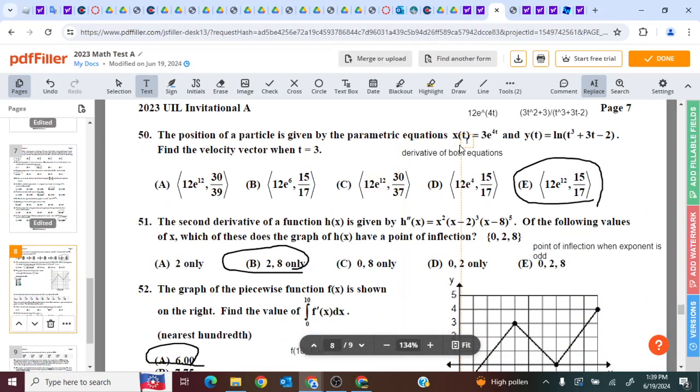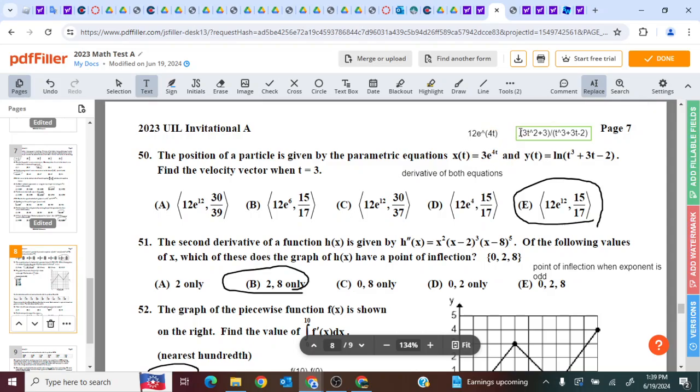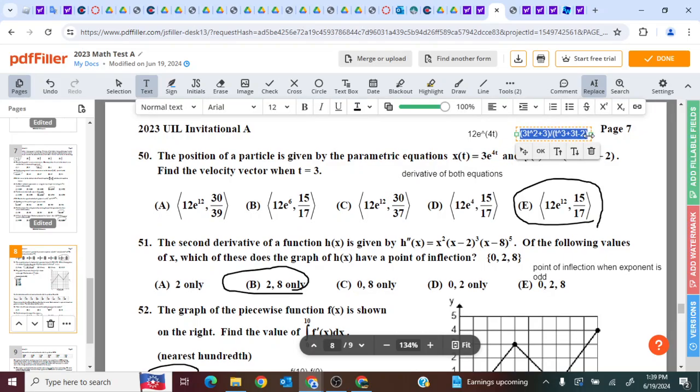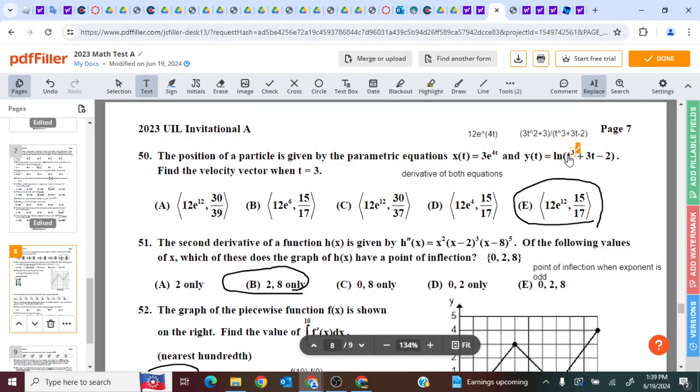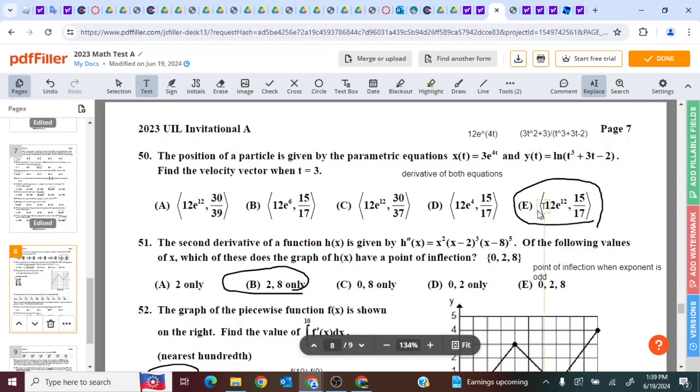50, the position of a particle is given by these two. Find the velocity vector. Well, the velocity of the positions is simply the change in those positions, so the derivative. So take the derivative of both of these equations, as shown here. Ln is 1 over the equation times the derivative of this inside equation, as shown here. And if you do that and plug in t correctly, you will get e.